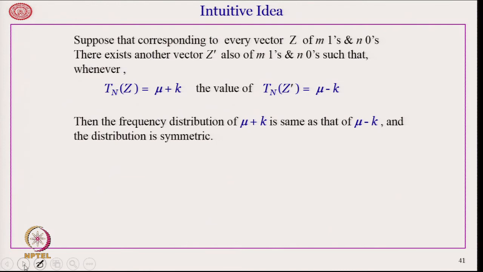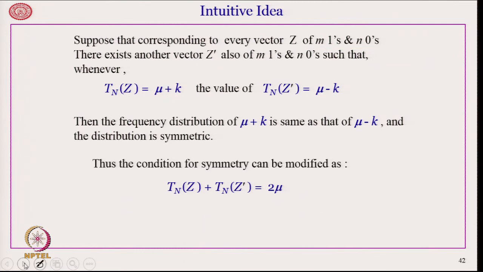So, the intuitive idea is the following. Suppose that corresponding to every vector z of m 1s and n zeros, there exists another vector z prime also of m 1s and n zeros, such that T_n(z) is equal to mu plus k. Whenever that happens, that for z we get the value of T_n(z) equal to mu plus k, then for z prime the value of T_n(z prime) is going to be mu minus k. That means, for each case of mu plus k, there is a corresponding case of mu minus k. Therefore, the number of cases for this is the same as the number of cases for this, and therefore, their probabilities are also going to be the same. That is what we have written there. Then the frequency distribution of mu plus k is the same as that of mu minus k, and therefore, the distribution is going to be symmetric.